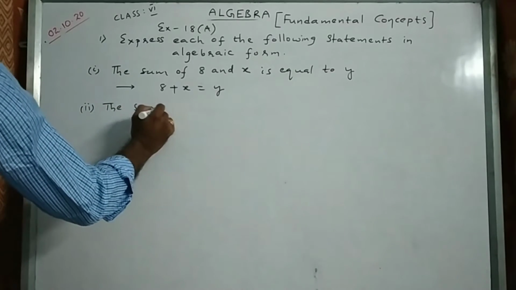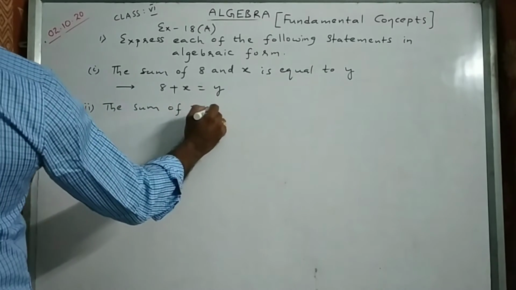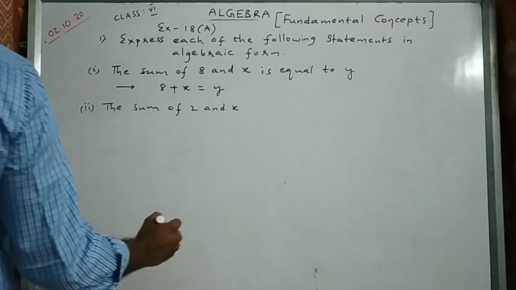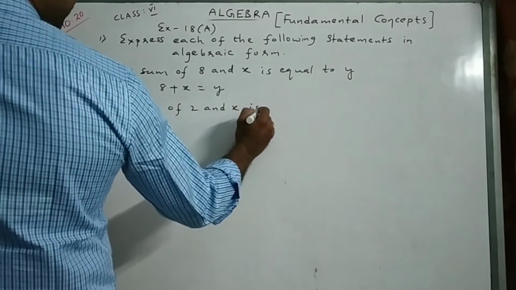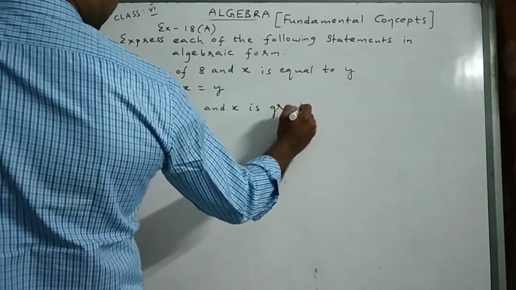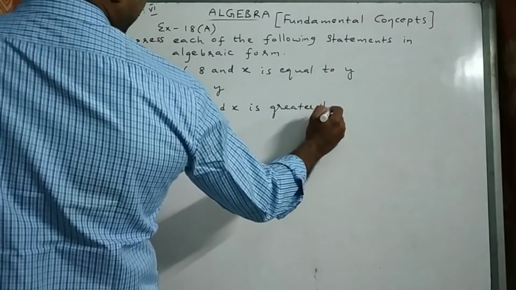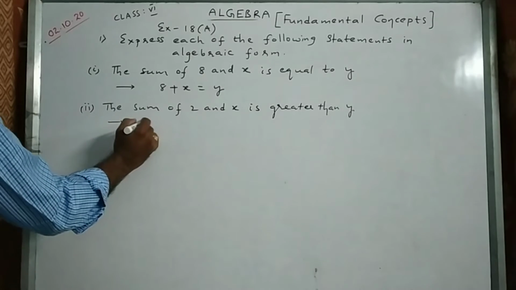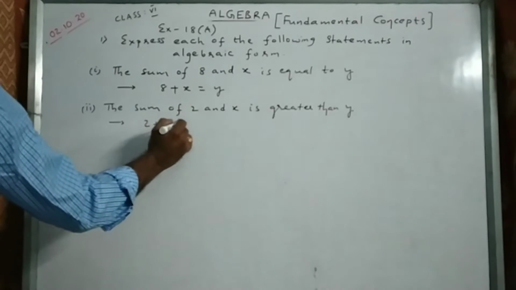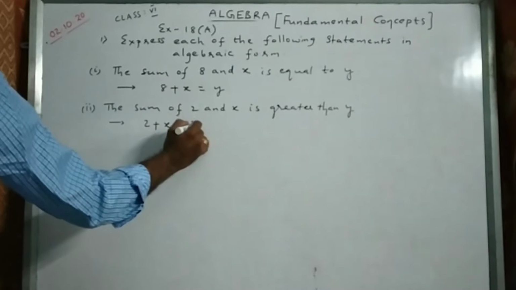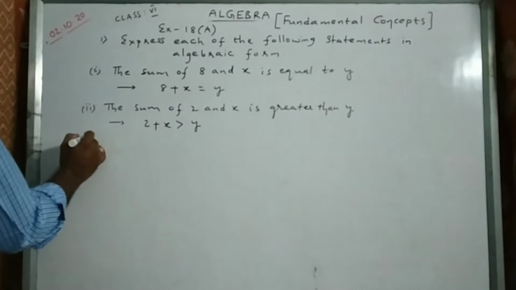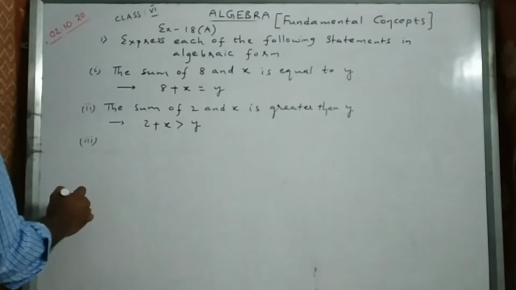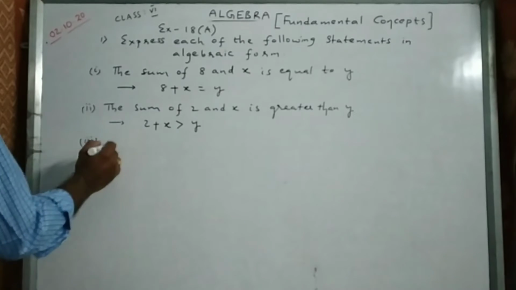The sum of 2 and x is greater than y. How do we write this? Sum of 2 and x means 2 plus x. Greater than symbol is this, y. Okay. Next, the sum of x and y is less than 24.